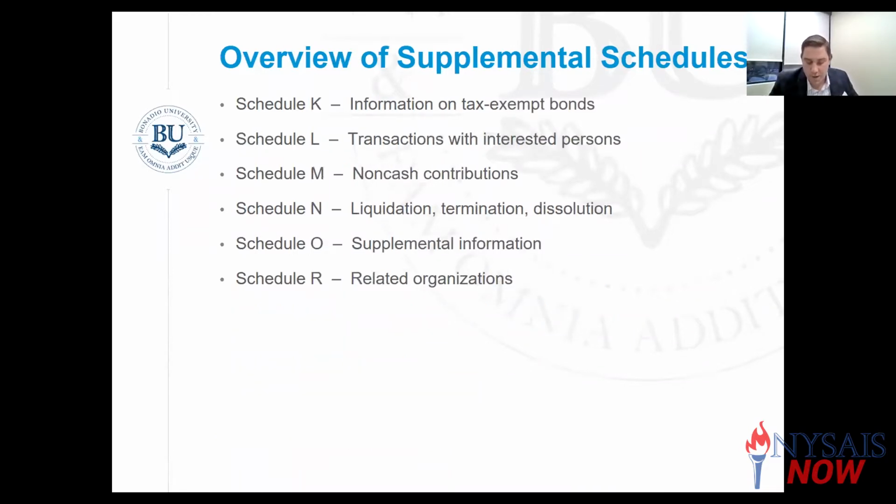Schedule K is required if you have tax-exempt bonds that are greater than $100,000 at the end of the year. There's some information that's needed for the issuer, who the issuer was, the proceeds, why they were used. Not overly complex, but if you have a tax-exempt bond on your books, think Schedule K.